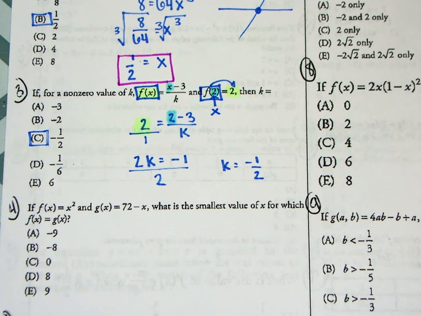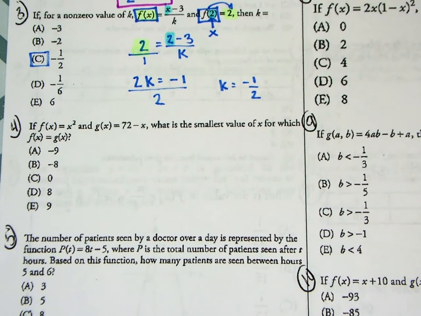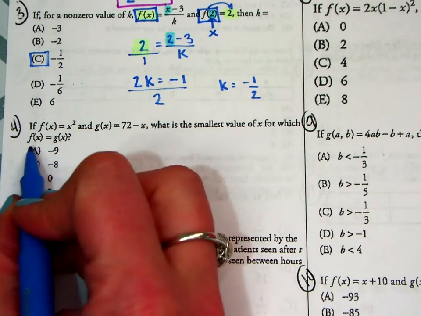So in that problem, it's a little tricky. It's just substitution, so just be careful. Okay. Next, if f of x equals x squared and g of x equals 72 minus x, what is the smallest value for x when f of x equals g of x?